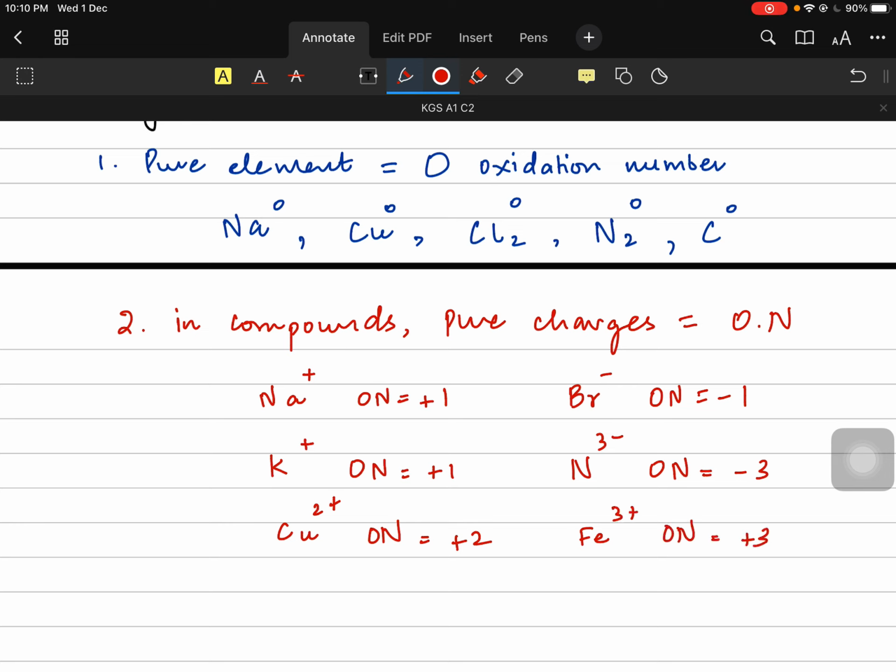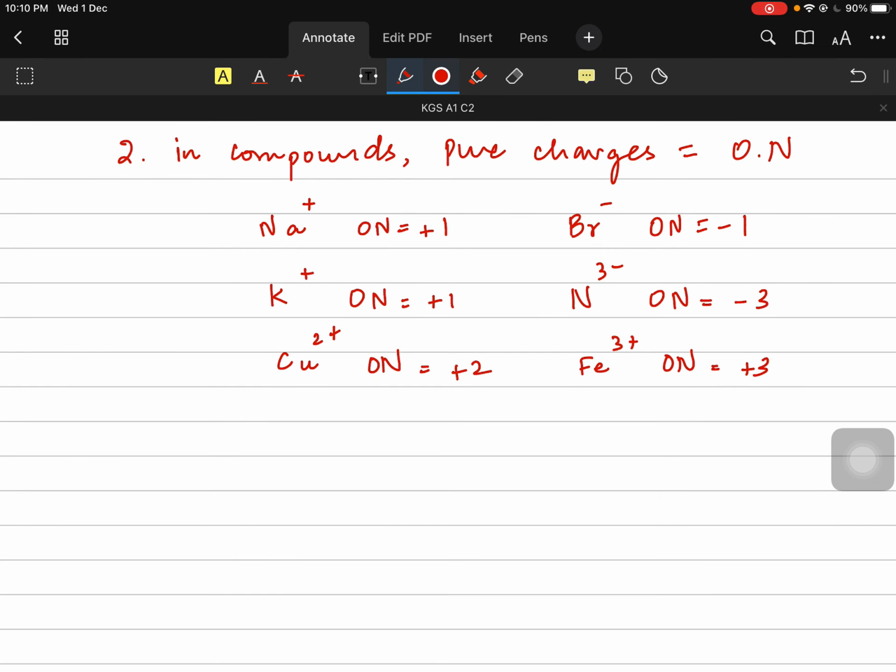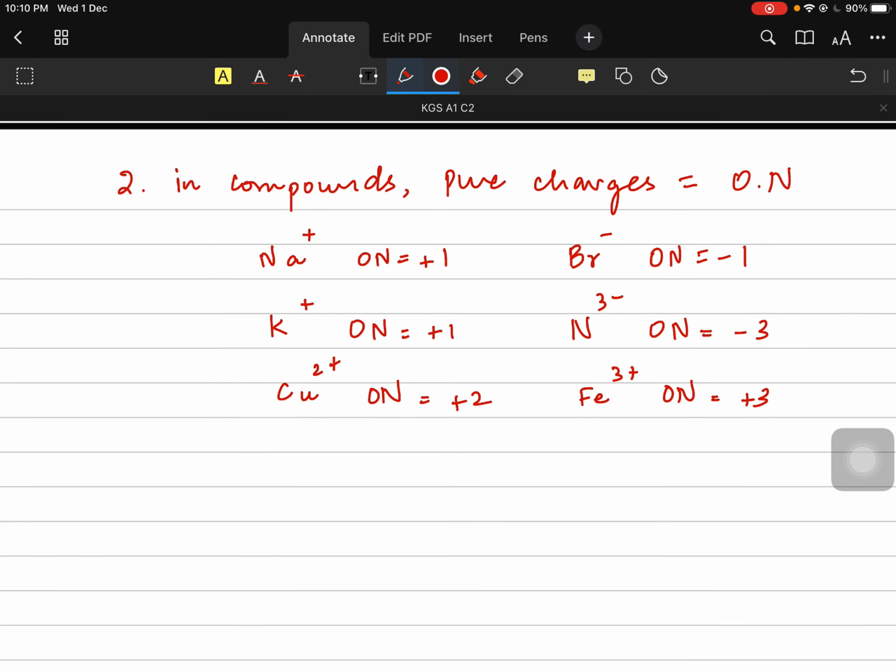So no biggie over here. It's not a big brain movement. It's very simple. If I write the charge, it is the oxidation number. You don't have to worry about it. But the trick starts in step 3.